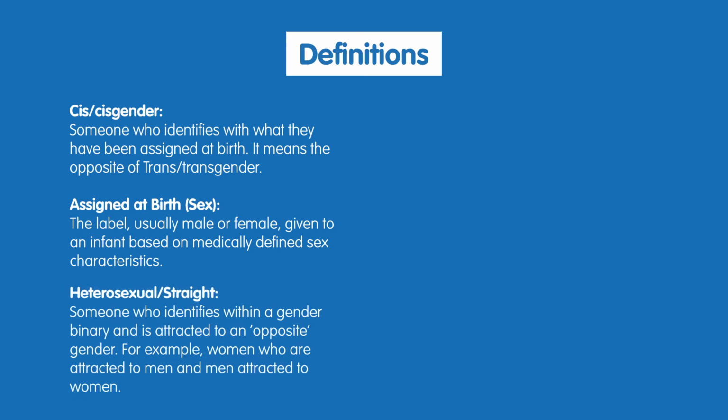Heterosexual is a word that is often used instead of the word straight, and it means somebody who is attracted to the opposite sex. So people who identify as men and are attracted to women are heterosexual, and people who identify as women and are attracted to men are also heterosexual.